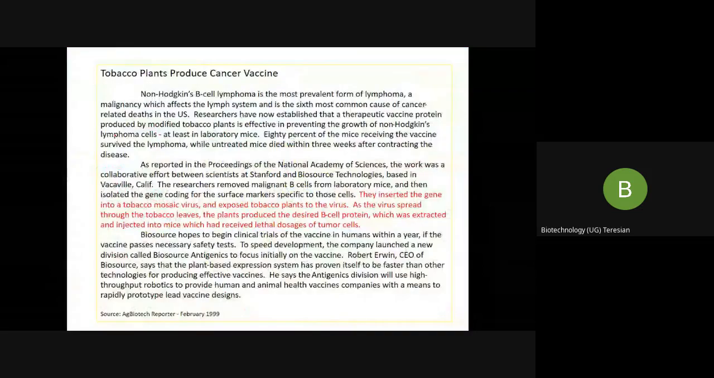They inserted the gene into the tobacco mosaic virus and exposed the tobacco plants to the virus. As the virus spreads to the tobacco leaves, the plants produce the B cells against this tobacco mosaic virus, which is carrying that malignancy, the cancer. Now what did the scientists do? They extracted the B cells and then injected them into the mice. The mice had received the lethal dosage of the tumor, and 80% of the mice receiving the vaccine survived the lymphoma, while untreated mice died within 3 weeks.